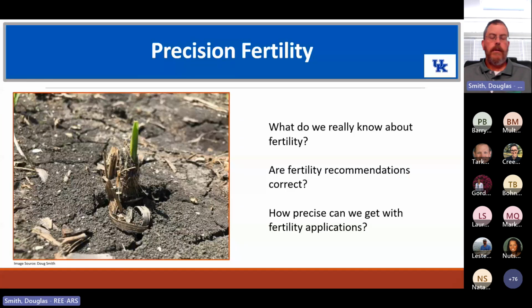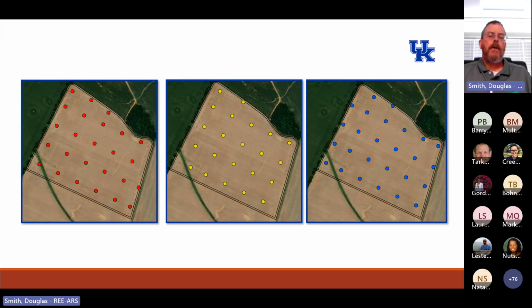I've been into some work with colleagues, particularly at University of Kentucky, where we're starting to work together on precision fertility. So what do we really know about fertility? Are our fertility recommendations correct? And then some work they and we are doing here on precision fertility.